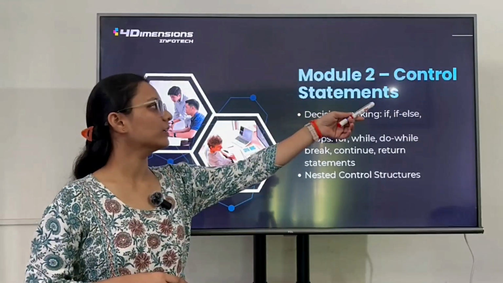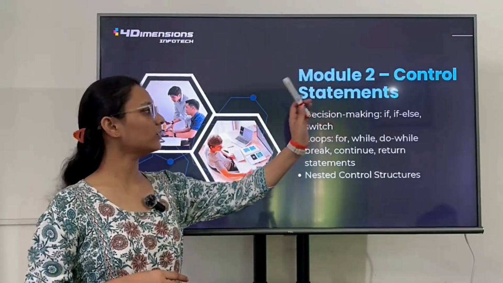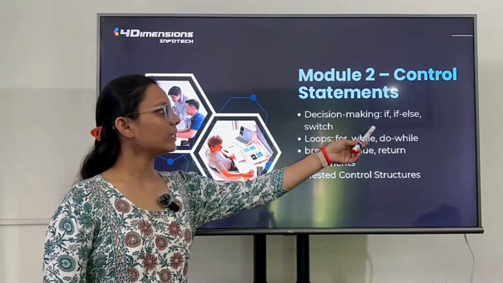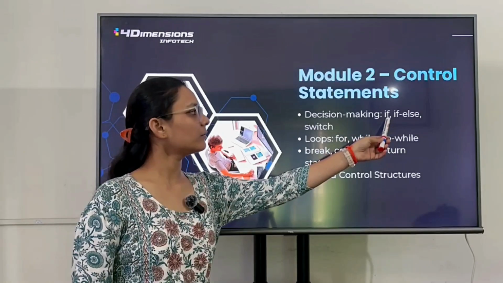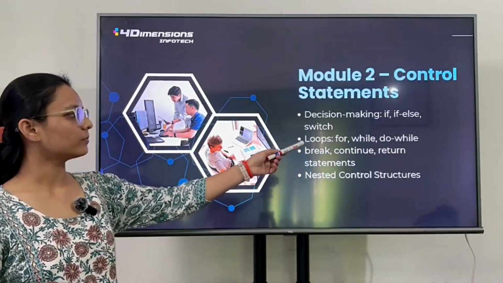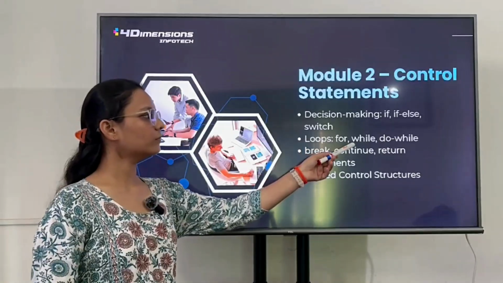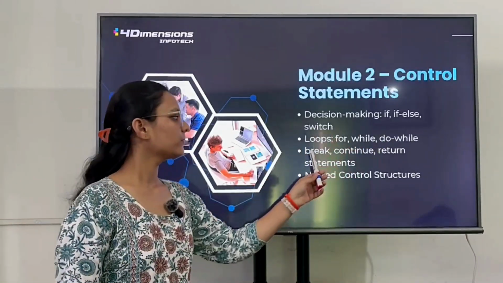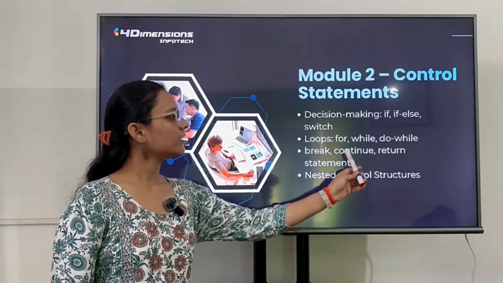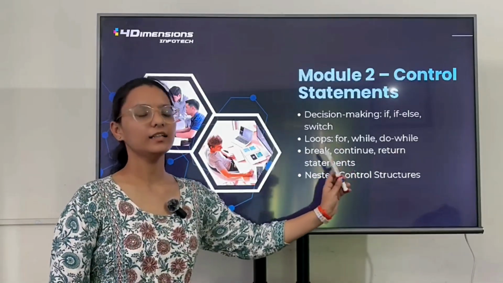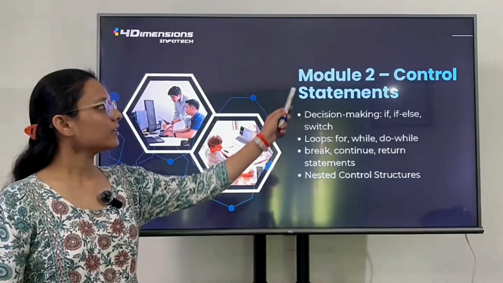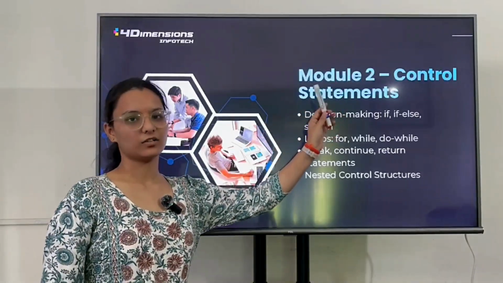Next is Module 2. In Module 2, we have to learn about control statements. In control statements, there is decision making. In decision making, we have to learn about if else and switch statements. Next is loops. In loops, we have to learn about for loop, while loop and do while loop. Next, break, continue and return statements. Break and continue are keywords. Nested control structures. All these points come into Module 2, that is control statements.